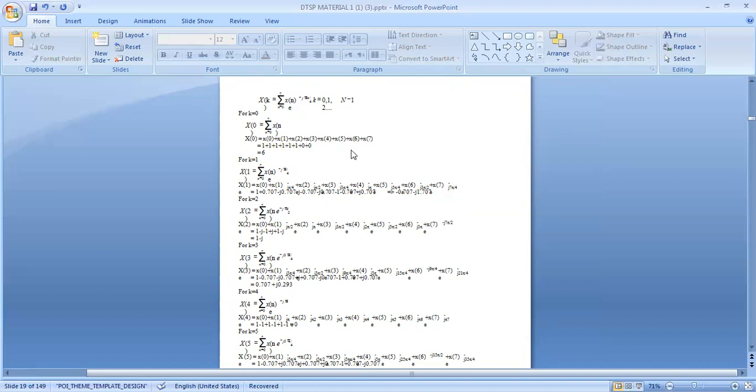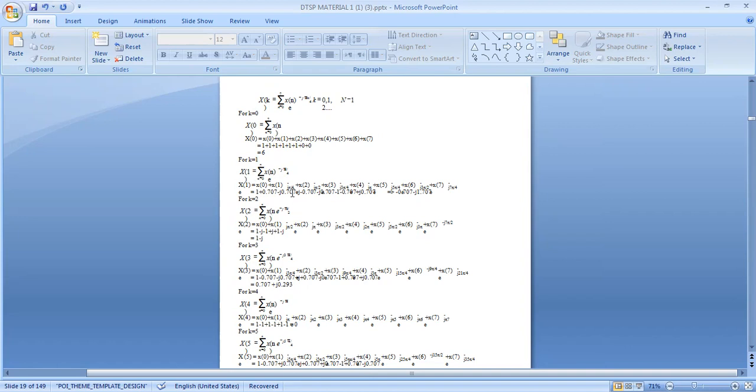If you are seeing the equation, the values given here are 1 corresponds to x of 0, 1 corresponds to x of 1. Similarly, the other 4 values correspond to x of 2, x of 3, x of 4, x of 5, and x of 6 and x of 7 to be 0. So we'll be getting the summation of all these values, which is equivalent to 6. Okay, the next we'll be doing k is equivalent to 1.